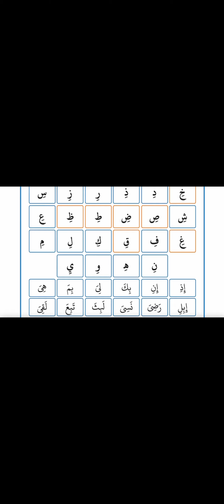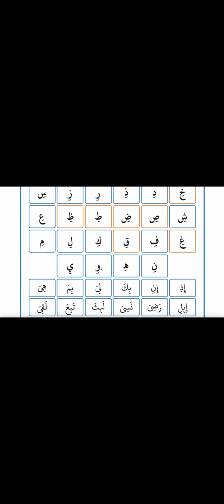Kaf becomes a ki. Ki. Lam. Add the kasrah. You want that l sound, and then add the kasrah. Li. Mim becomes a mi. Noon. So you want a n sound, the beginning part of the letter. You want to pronounce that and then add the vowel sound, kasrah. Ni.